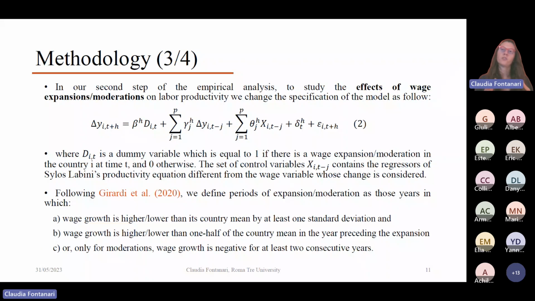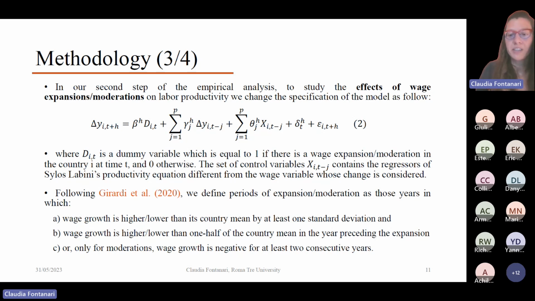When I focus on large and long-lasting changes in wages, so periods of expansion and moderation, what I do is insert a dummy which is equal to 1 if there is an episode of expansion or moderation and 0 otherwise, in place of the continuous variable of the growth of the labor cost indicator. Again, the control variables contain all the other determinants of the productivity equation.